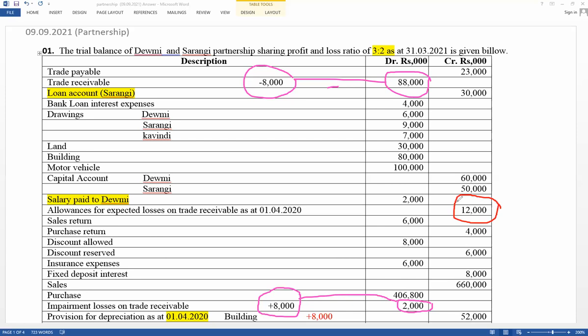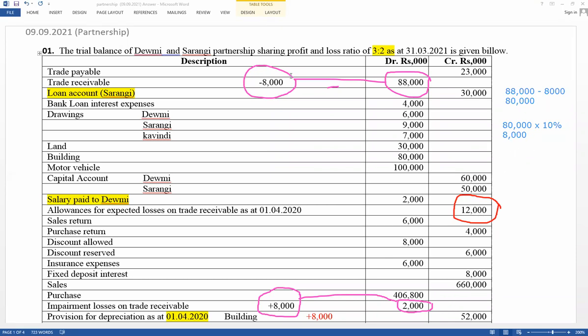Make up the under provision or over provision calculation. Think correct debtor value equal 88,000 minus 8,000. Therefore, correct debtor value equal 80,000. This is the correct debtor value. Based on that value, 10% should be calculated. That is the doubtful debts. Therefore, 10% equal 8,000. This is the doubtful debts 10%.